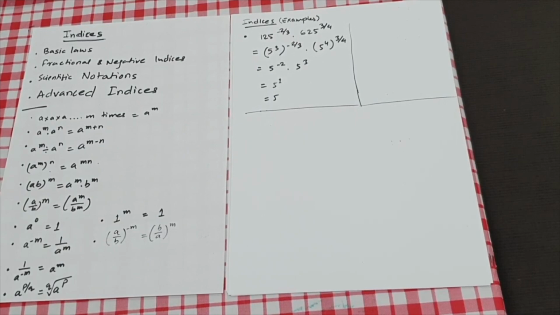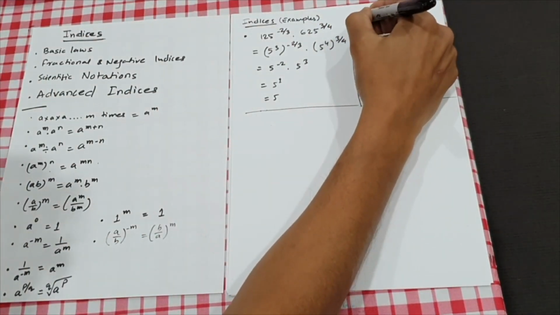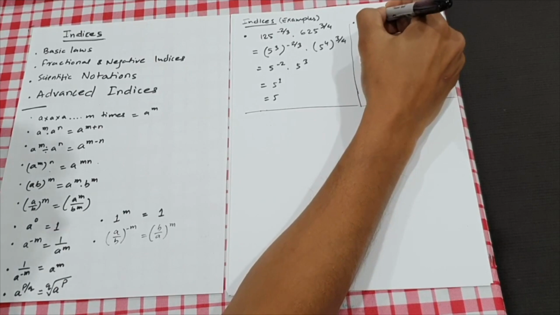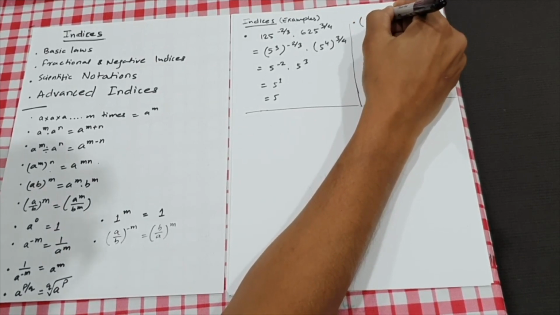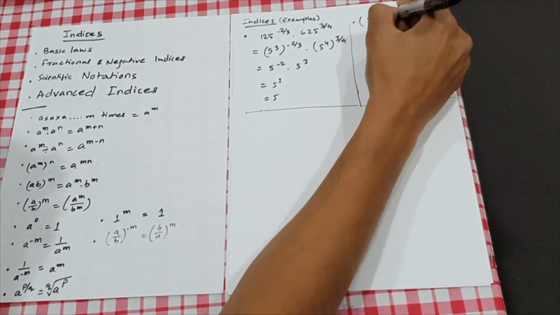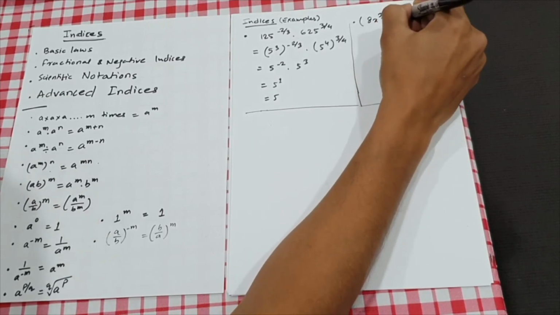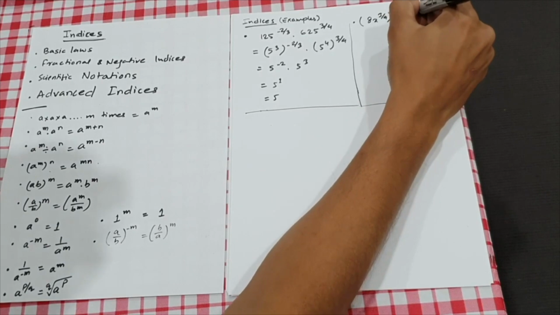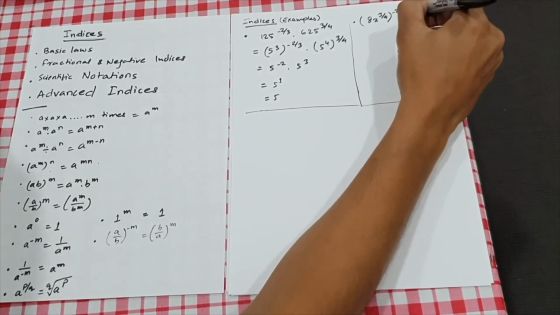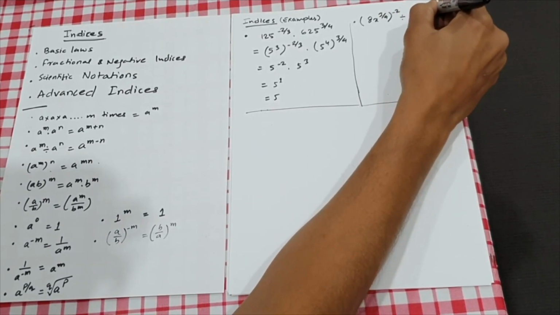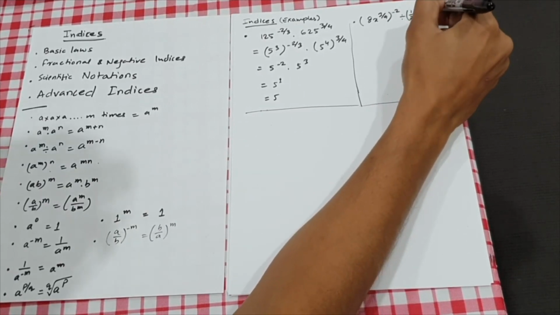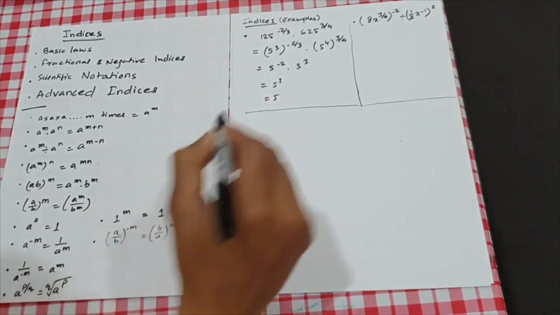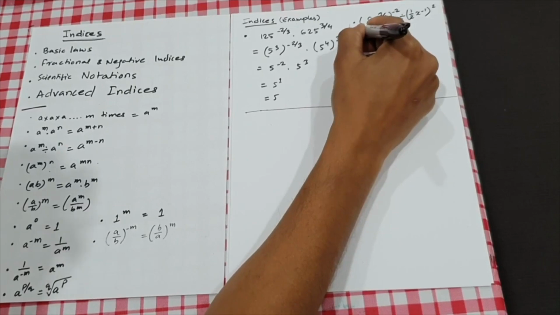Okay, let's take one more that might look complex. Remember, they are not. 8x to the power 3 by 4, and then that is squared to the power minus 2. You have to divide that by half of x to the power minus 1, and this whole thing to the power 2. Looks pretty complex. How do we deal with it?